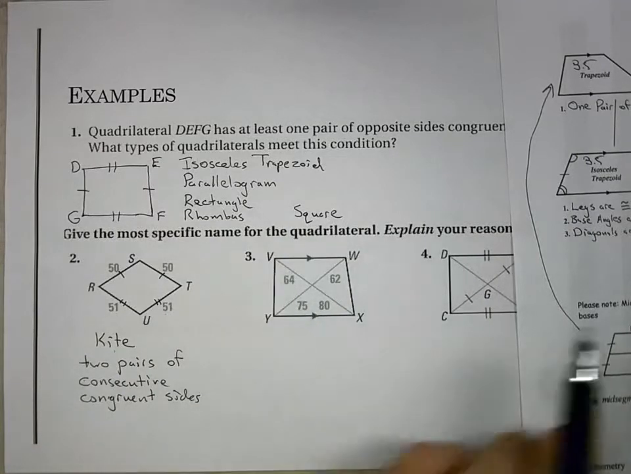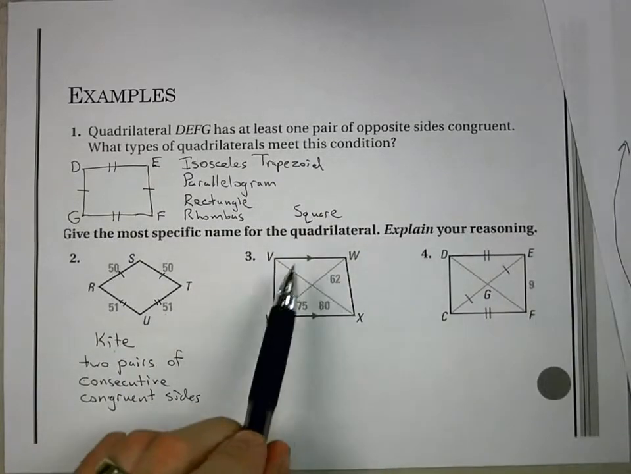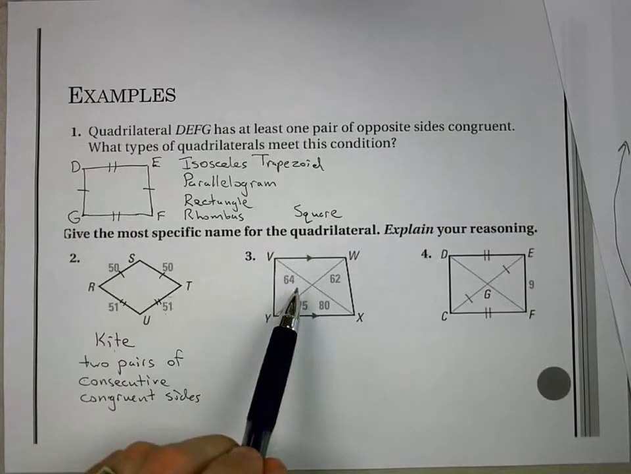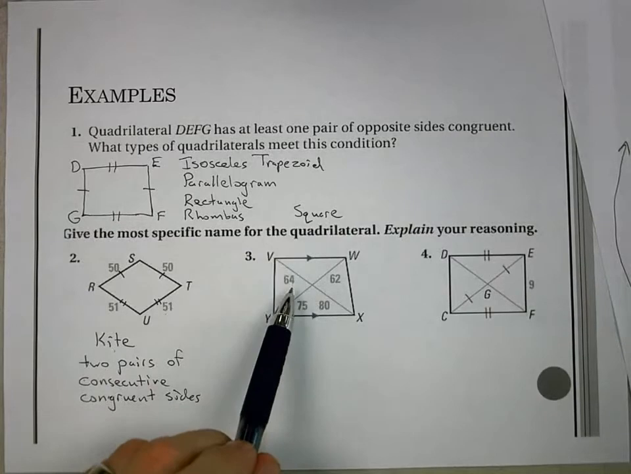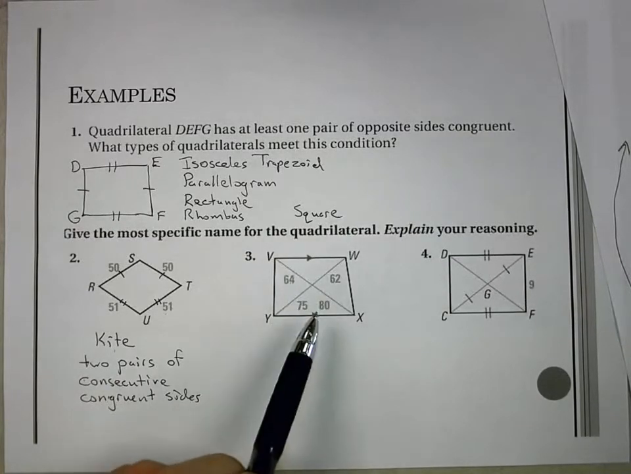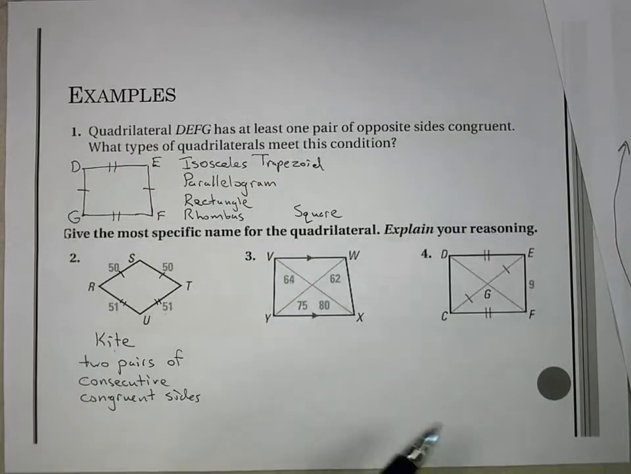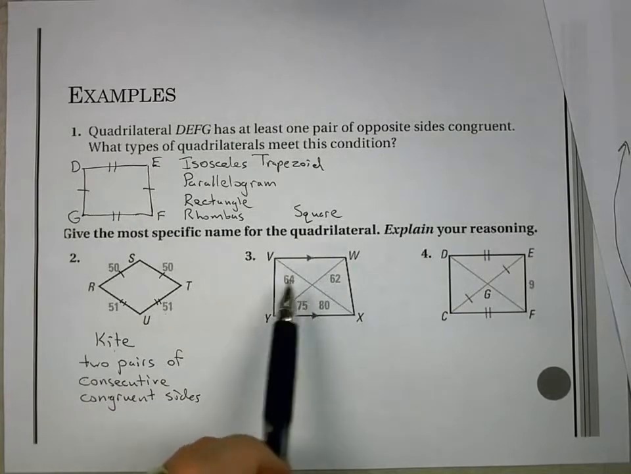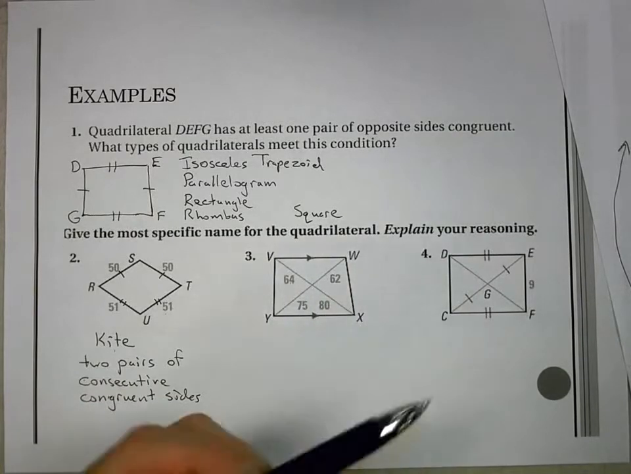Next shape we look at, I have parallel sides, one pair. So I can eliminate a kite from that, so I know it's definitely not a kite. 64 and 80, 75 and 62. Well, if we think about diagonals, what have we done with diagonals? We've seen if they bisect each other. These clearly do not bisect each other. They're not the same numbers. We also saw the diagonals could be congruent.